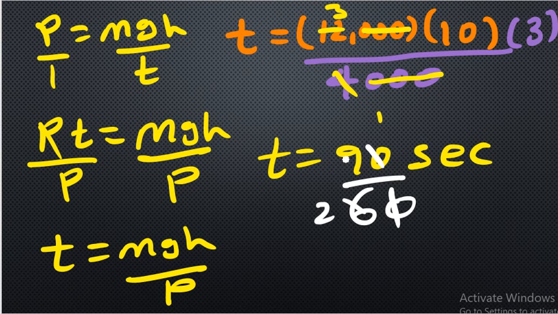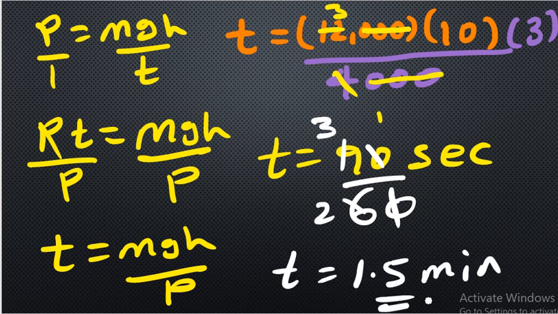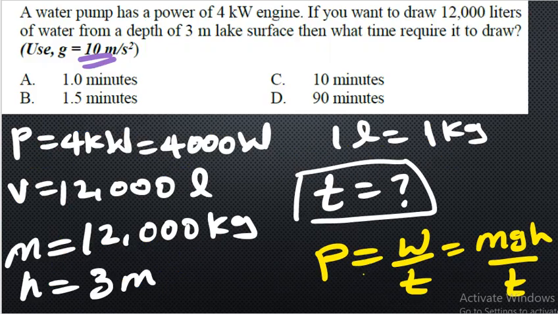By 3, 2, this by 3 will be 3. 3 over 2 means it is the same as 1.5. 1.5 minutes. That's going to be the time that we need to take out the water. So the answer will be B.